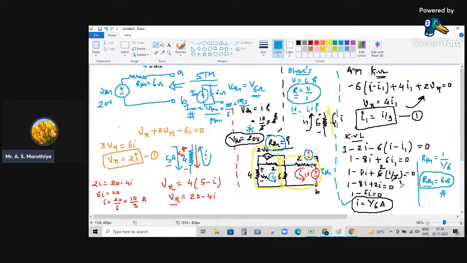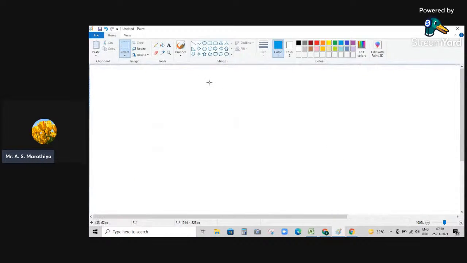Now let us try to understand the concept of maximum power transfer theorem. What is maximum power transfer theorem, and how to calculate the value of maximum power when we apply maximum power transfer theorem applied by a source to a load.